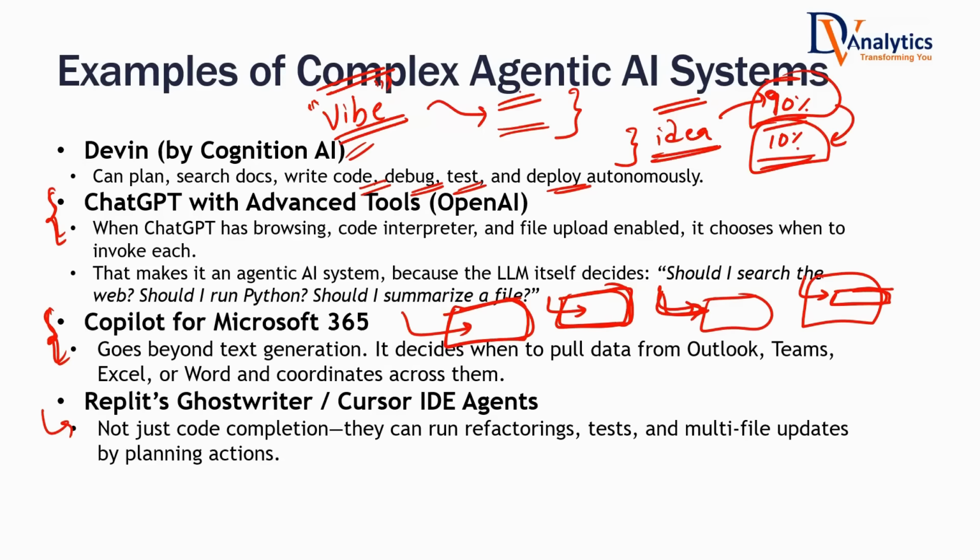So these are some of the examples of complex agentic AI systems. A lot of them we are going to get clarity on towards the end of it. But as of now, I want you to realize there are three terms.